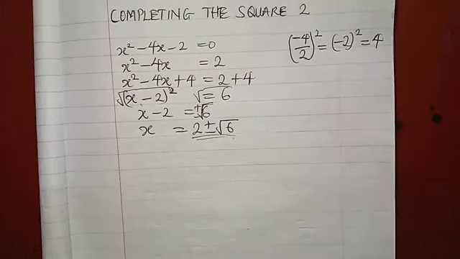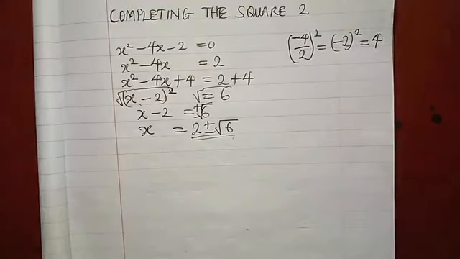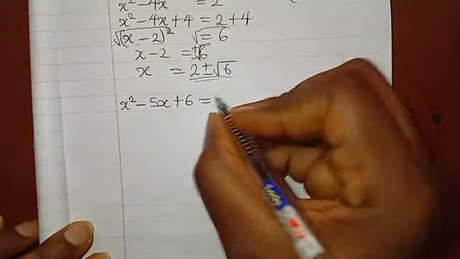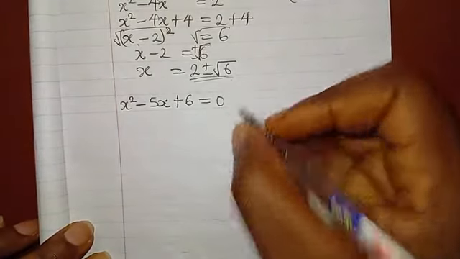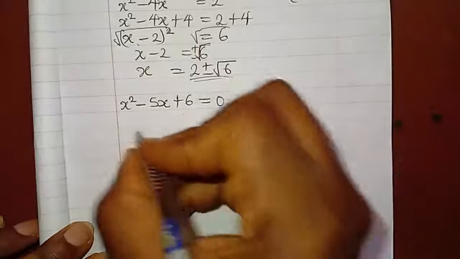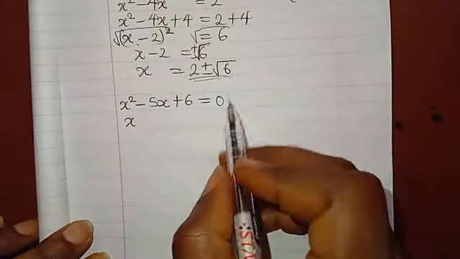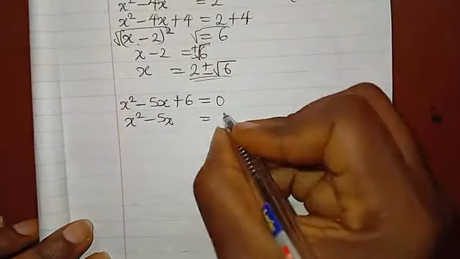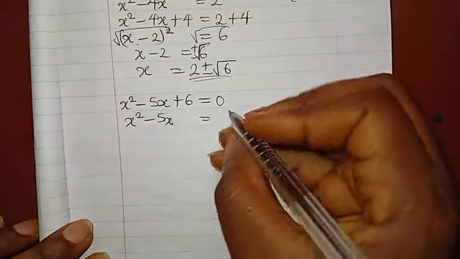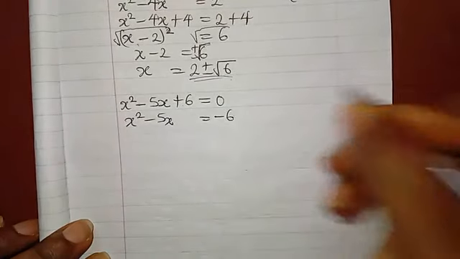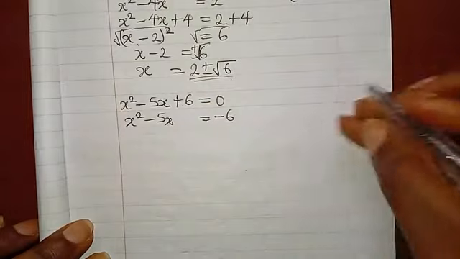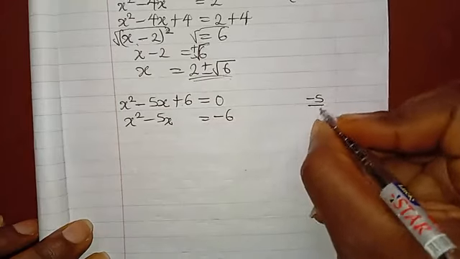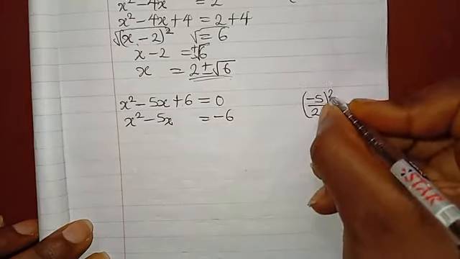Now let's solve another example. x squared minus 5x plus 6 is equal to 0. The first thing we do, we send the constant over to this side. x squared minus 5x stays on this side, and then plus 6 goes over the equal to sign to become a minus 6. Then the coefficient of x is minus 5. We are going to get the half of it and we are going to square it.